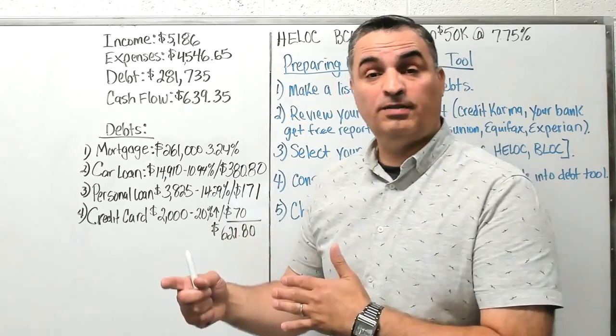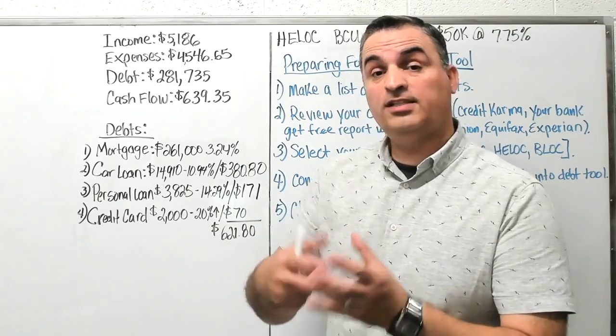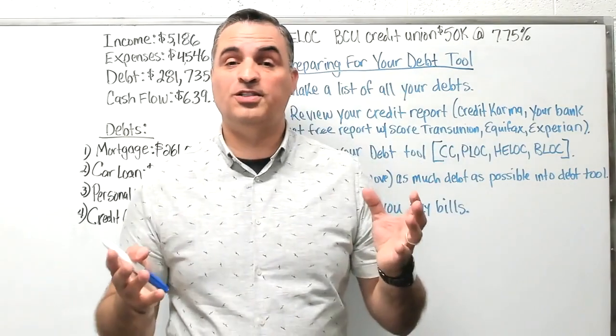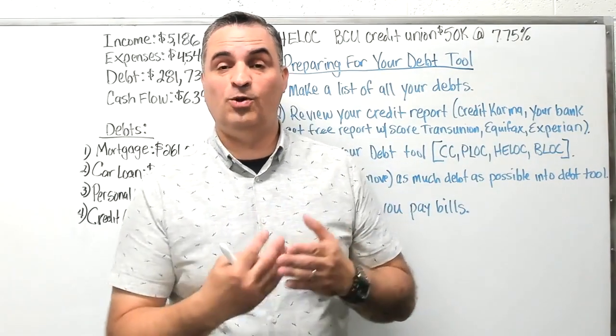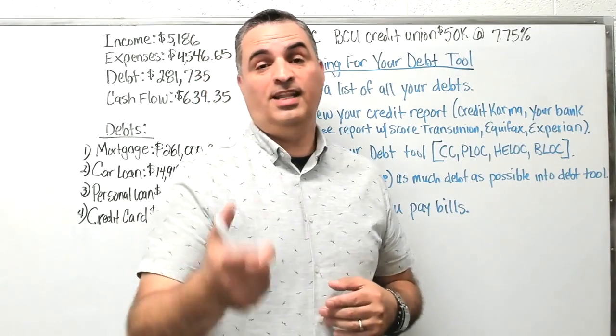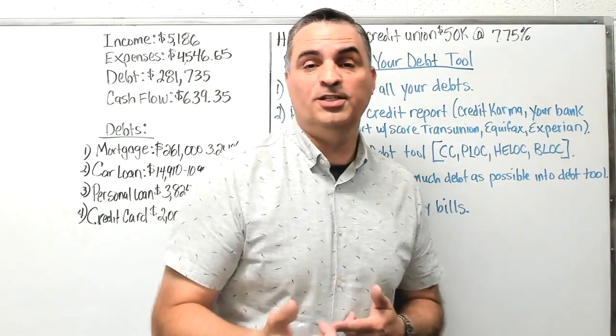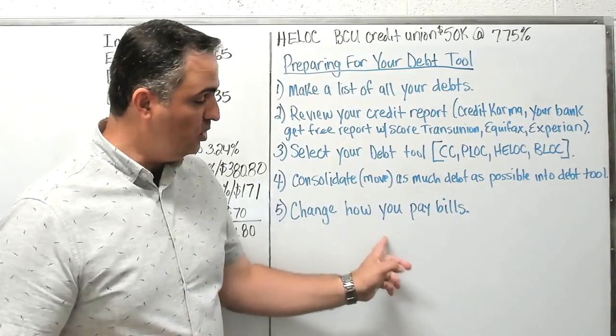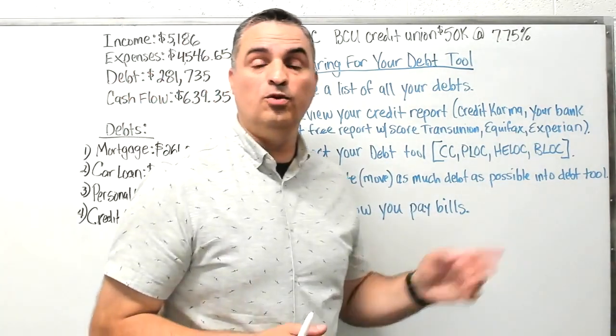By implementing the velocity banking strategy, we actually are going to be using our income as payments, which means throughout the course of the 30 days, as income is flowing in, multiple payments are being made into that debt tool, and the effect of that is more quickly and efficiently paying off debt. Now, that requires you to do the last step, which is change how you pay your bills.